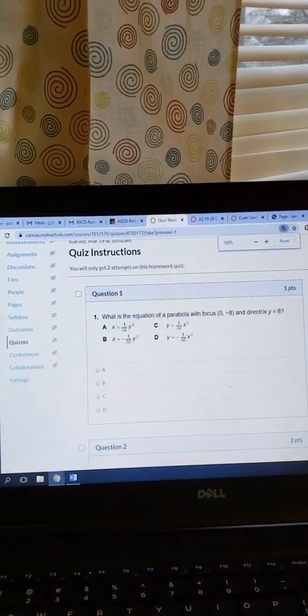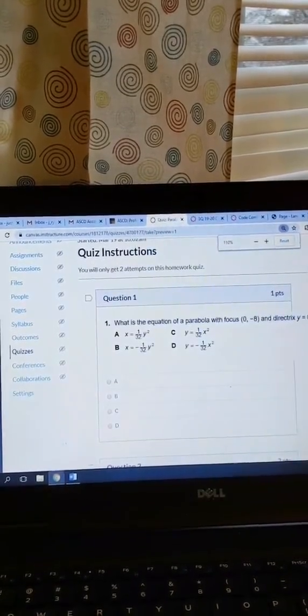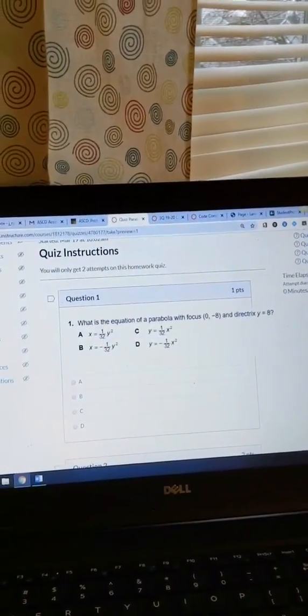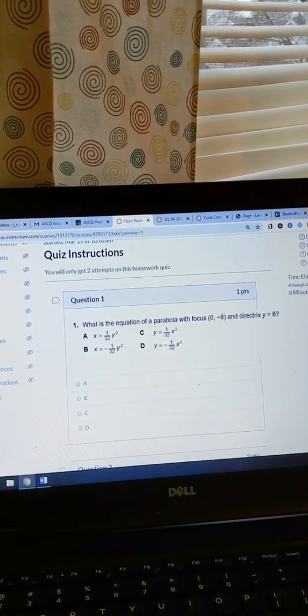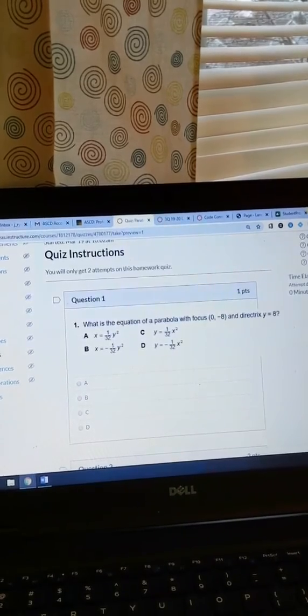I'm going to zoom this in a little bit so you guys can see this better on the screen. Okay, what is the equation of the parabola with the focus of (0, -8) and the directrix of y = 8? Okay, so a couple clues with this.